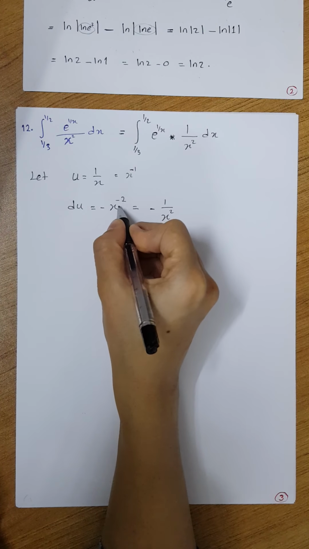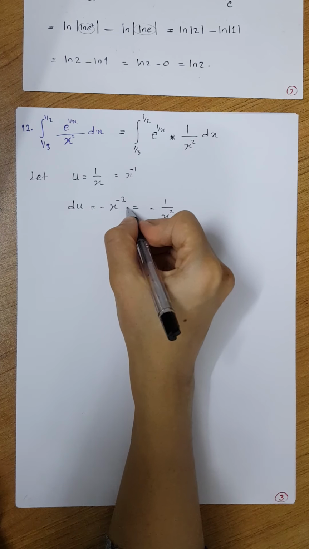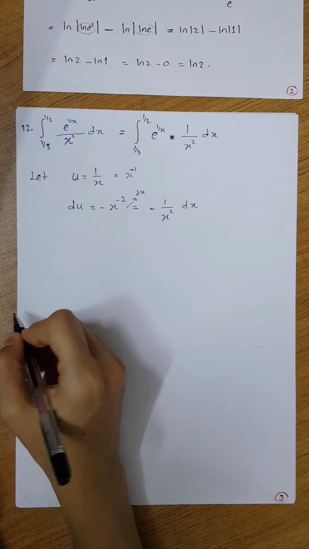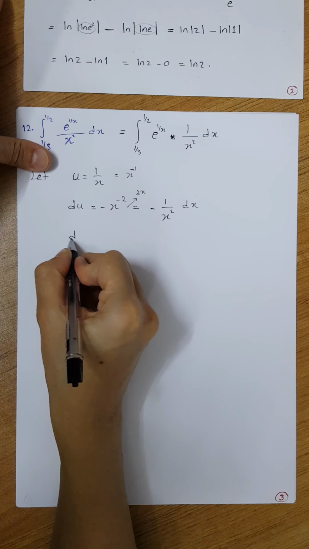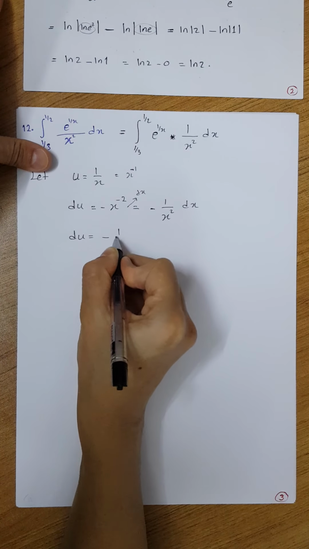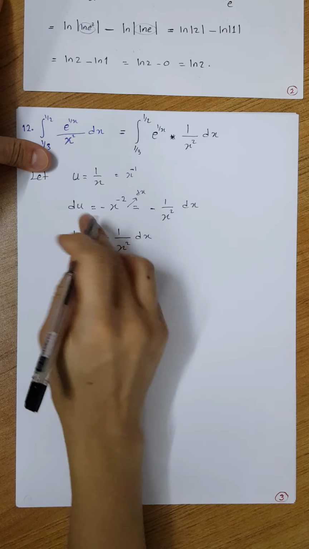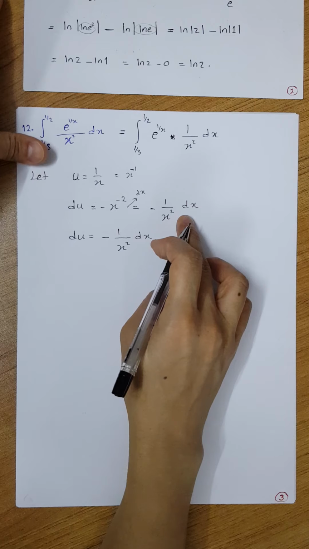This one is coming down. Sorry, a dx is missing here. So that is equal to dx. So in general, du is equal to minus 1 over x squared dx.